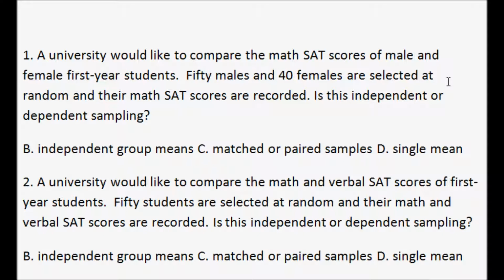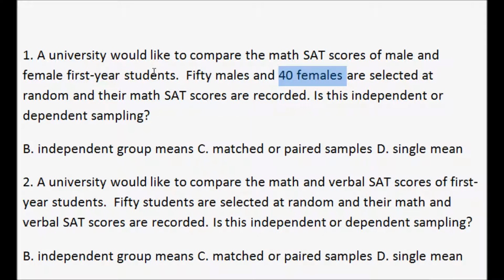So is this independent or dependent sampling? Well, first off, there are two samples. You have males and females. So it's not going to be a single mean. The second thing you want to know is this going to be paired samples or independent group means? Well, to determine that, we want to know if there is a connection between these 50 males and these 40 females. And for one thing, there are different numbers. There's 50 males and 40 females, so you can't pair them up.